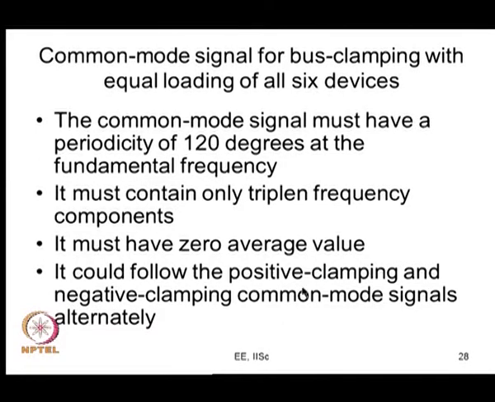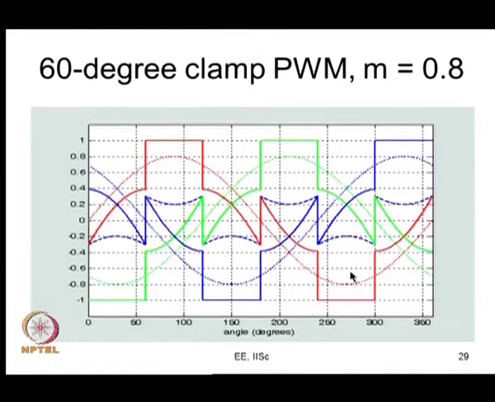Okay, and we make sure that all the 6 devices get loaded equally, that is the common mode component we will make sure is of periodicity 120 degree, it contains only triplet frequency components and does not contain any DC component. We make sure and we do this, we apply a range of PWM methods. So, this is the so called 60 degree clamp PWM, or sometime called DPWM1, where a phase is clamped at the middle 60 degrees everywhere now.